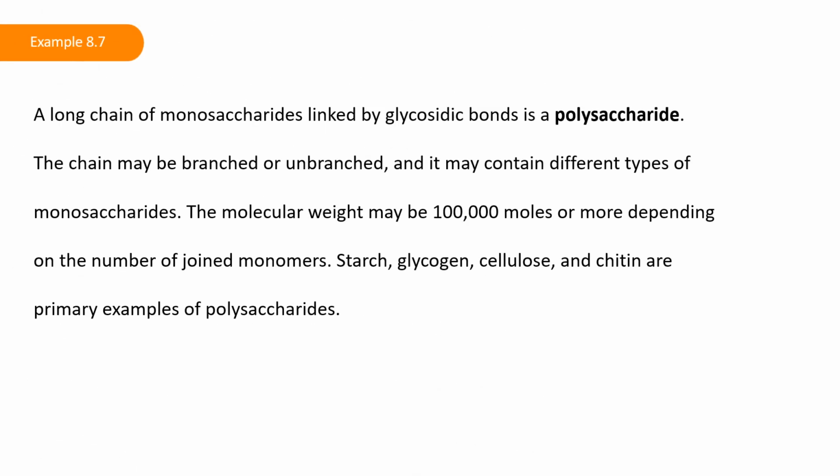A long chain of monosaccharides linked by glycosidic bonds is a polysaccharide. The chain may be branched or unbranched, and it may contain different types of monosaccharides. The molecular weight may be 100,000 moles or more depending on the number of joined monomers. Starch, glycogen, cellulose, and chitin are primary examples of polysaccharides.